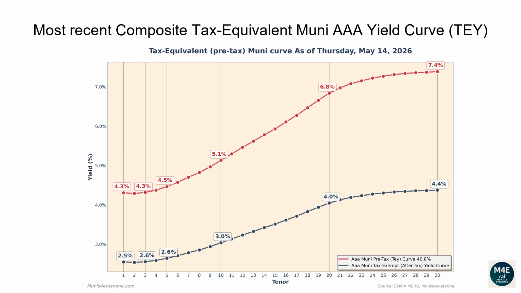The one-year tax-exempt yield is 2.55%, corresponding to a 4.31% tax-equivalent yield for investors in the top tax bracket. The two-year tax-equivalent yield is 4.29%. The 5-year tax-equivalent yield is 4.46%. The 10-year tax-equivalent yield is 5.13%. The 20-year tax-equivalent yield is 6.84%. The 30-year tax-equivalent yield is 7.39%.